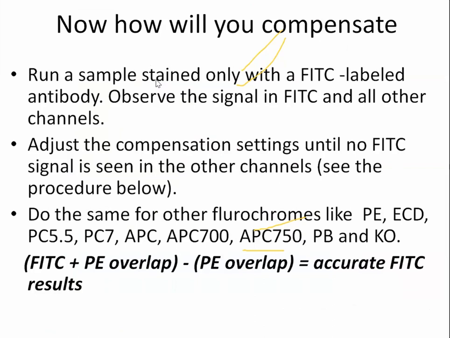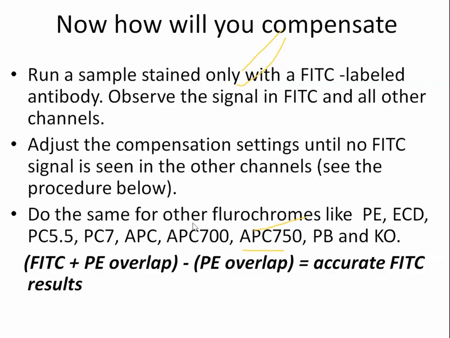Okay. So how will you compensate? As I said, if you want to compensate, run a sample stained only with FCC. Okay, FCC labeled antibody. Observe the FCC signal in all other channels. Theoretically, there should not be any signal of FCC in other channels except FCC channel. So if you get a signal in other channels, then you need to compensate it. Make it negative. Adjust the compensation setting until no FCC signal is seen in the other channels. Do the same for all other fluorochromes.